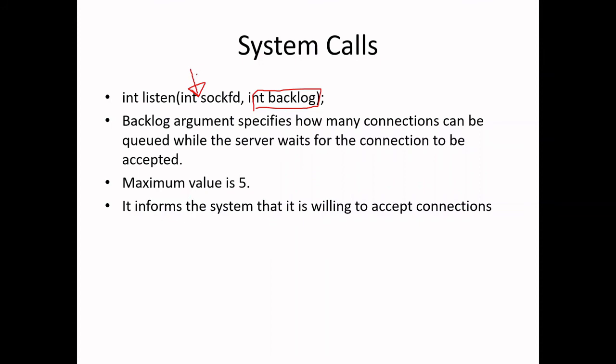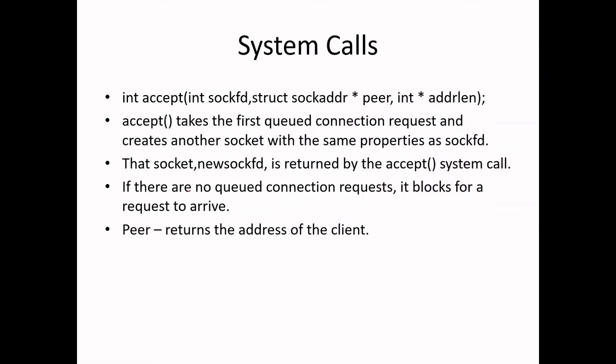Okay, now it is listening for connections to come, and next, when a connection request comes from a client, the server can do an accept. Again, you are referring to the socket using the file descriptor, and here you need to receive the address of the peer or the client. That is received in this particular data structure, and the address of it is also taken. So accept takes the first queued connection request and creates another socket.